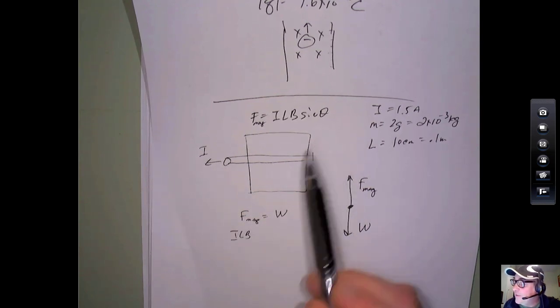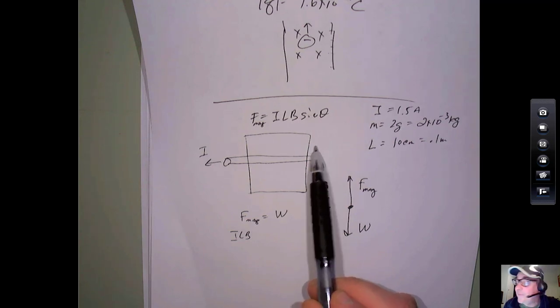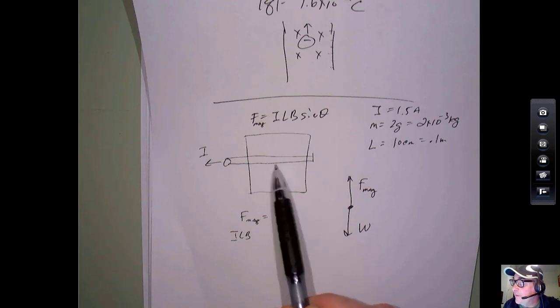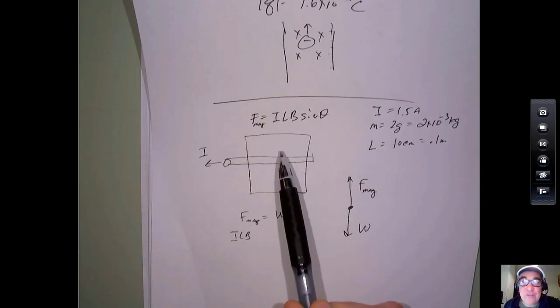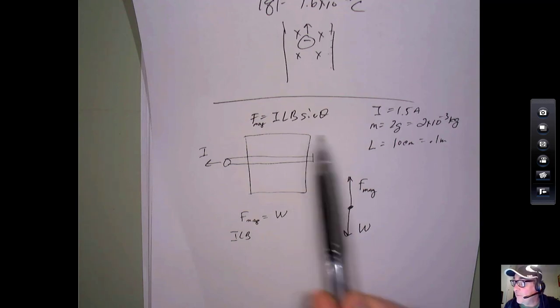Now, in this picture, to have the minimum amount of current needed, the magnetic field would be perpendicular to the current. So the magnetic field's either into the page or out of the page. Regardless, the sine of 90 is 1, so that part goes away.